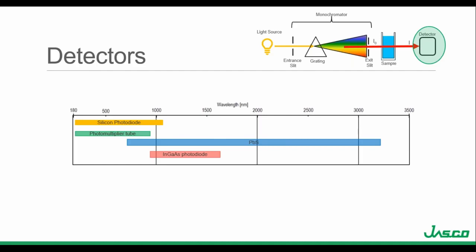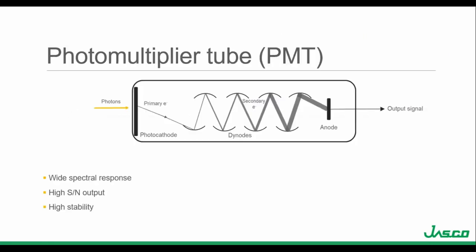All these detectors exploit the photoelectric effect, where light or photons that are incident on a material result in the emission of electrons. In a photomultiplier tube or PMT detector, photons are incident on the photocathode surface, which produces electrons. The initial electrons travel through a vacuum tube where they hit a series of plates or dynodes that amplify the number of electrons for every dynode that's hit via secondary emission. The multiplied secondary electrons are collected at the anode, sent to an external circuit, and converted to your output signal. PMTs have a wide spectral response, high signal-to-noise output, and high stability.